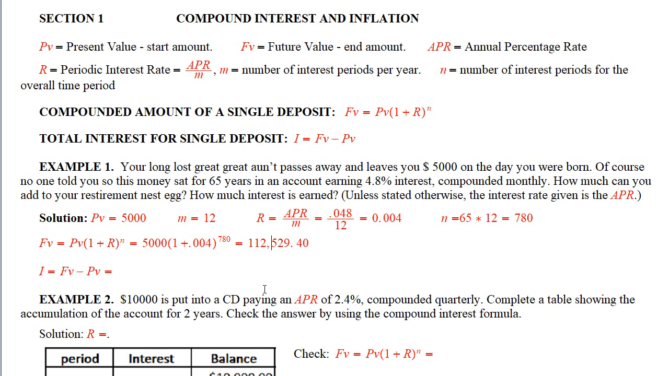$5,000 turns into $112,000, and that's exponential growth. The variable's in the exponent, and exponentials grow really fast. So your interest earned here is going to be your end amount, and then we're going to subtract off the 5,000 that you started with. When we do that, we get 107,529. So almost all of this 112,000 is interest. Just the original 5,000 was not.